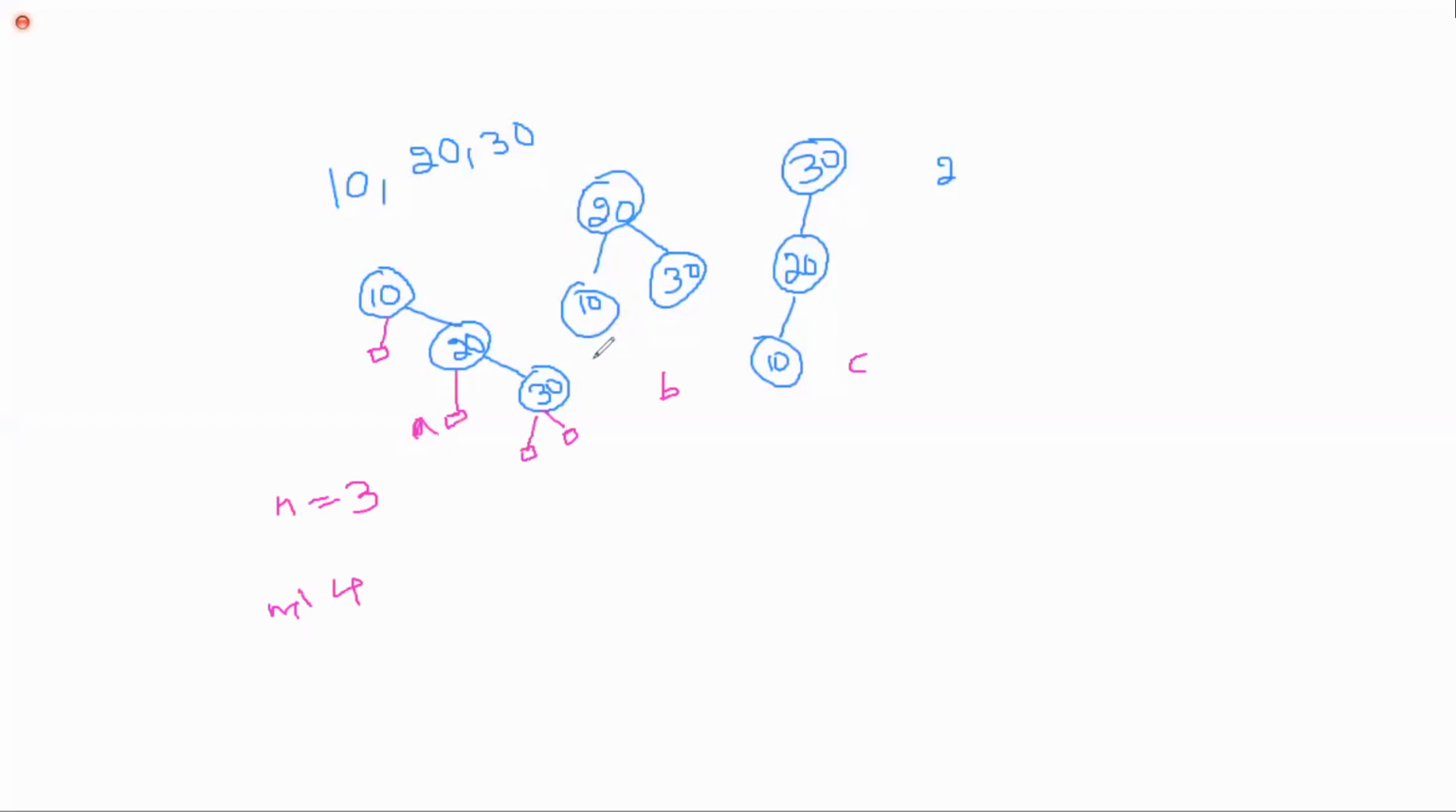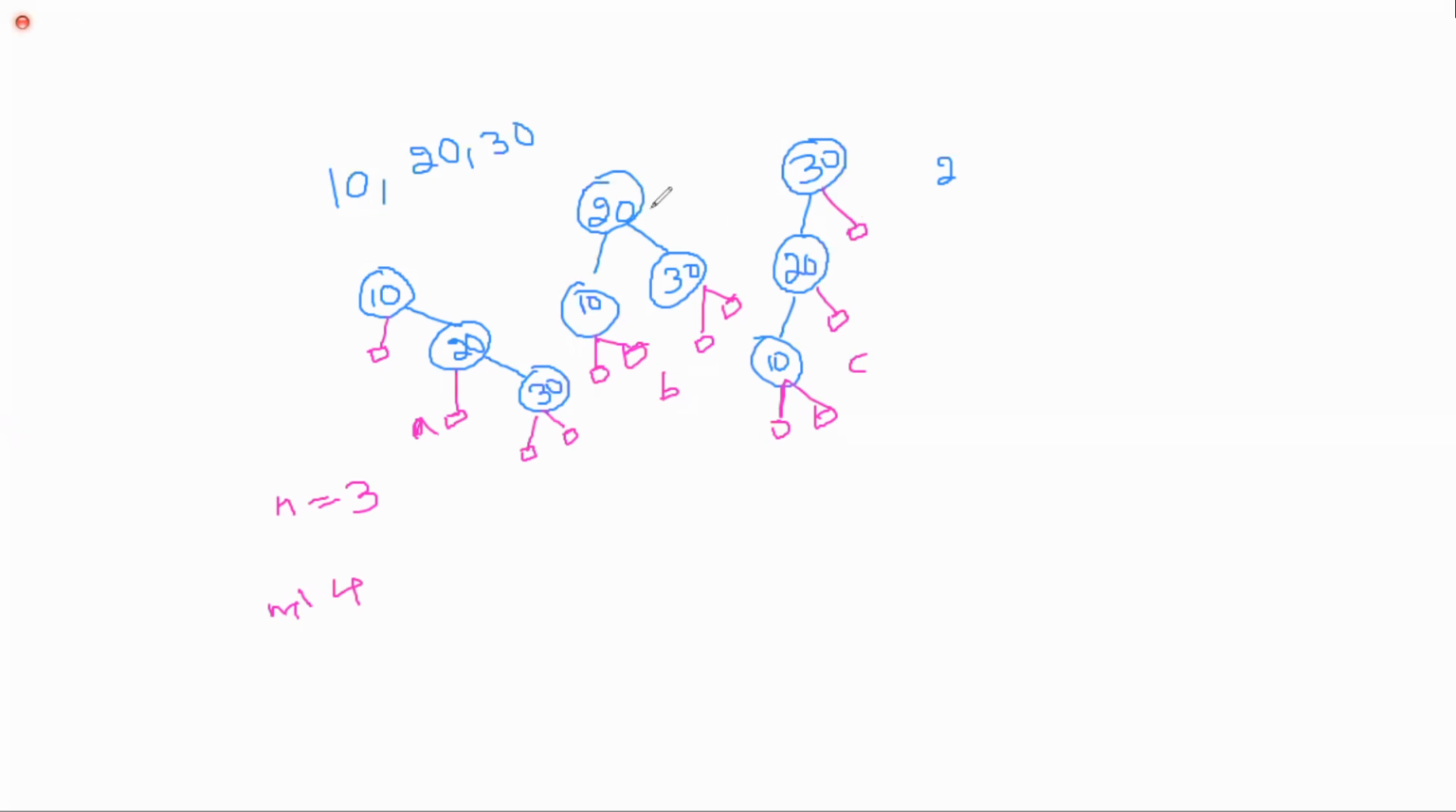Okay, we'll check with the remaining examples. Here also n is equal to 3. How many square boxes will we get? 1, 2, 3 and 4. Here the number of nodes is 3, but the number of null nodes is 4, which is equal to n plus 1. Here we'll check. 1, 2, 3 and 4. So number of nodes equal to 3 means number of null nodes equal to 4.